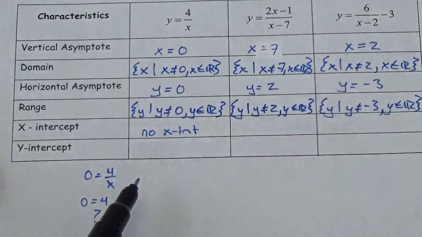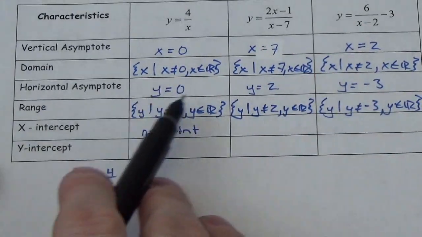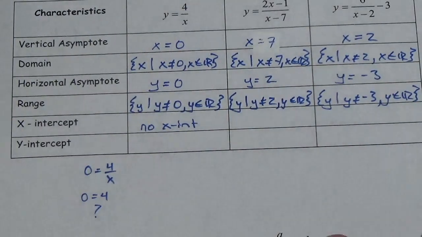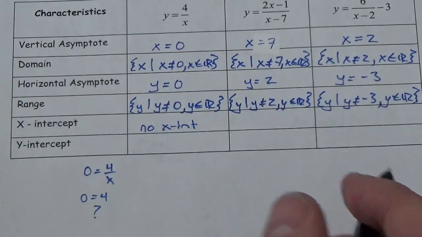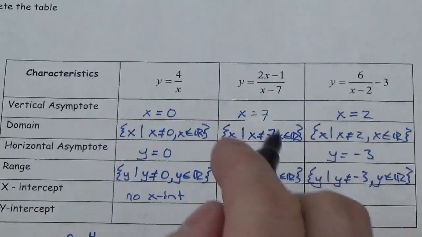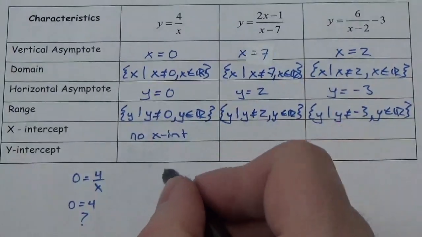And that actually makes a lot of sense because my horizontal asymptote is the x-axis. And based on how we're going through this, it's not crossing that axis. So no x-intercept here. For the next one, we're going to let y equal 0.